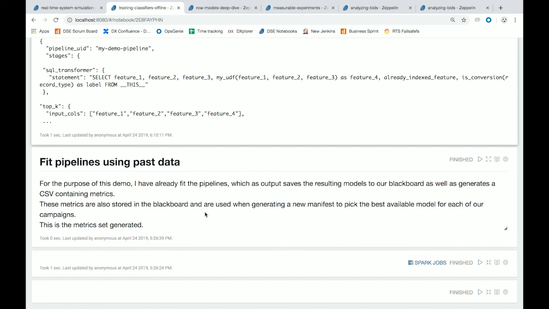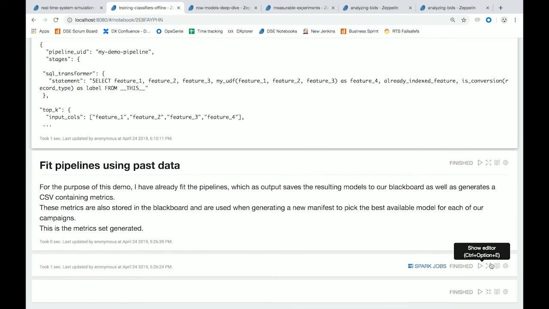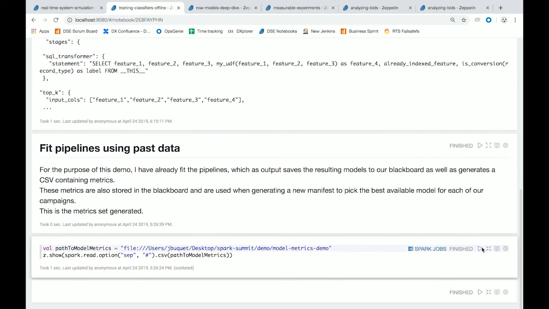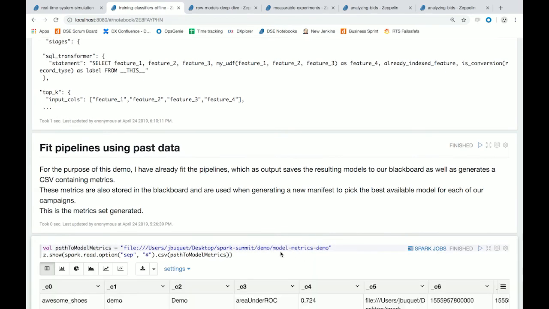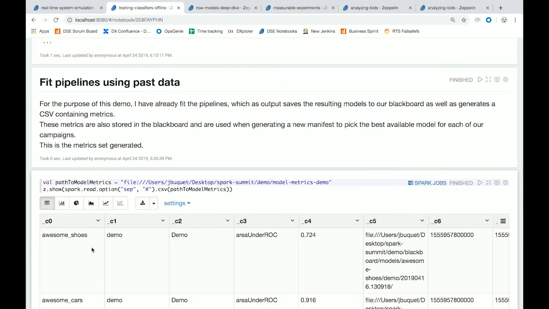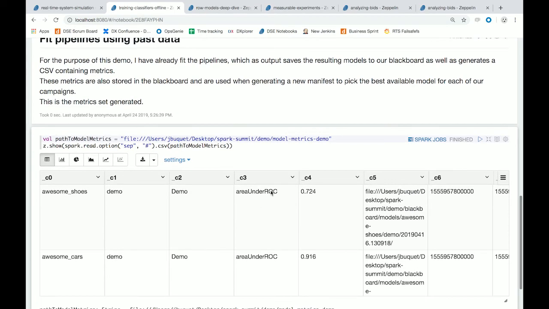Now with this pipeline defined, what we can do is feed it on past data we collected in our real-time decision engine. Of course, for the purpose of this demo, I won't have time to train these classifiers, but I pre-trained one classifier for each of these campaigns. Each time that we train, we collect some metrics for the different classifiers that we train, and again, we store that in the Blackboard so we can pick it up later to choose what model to deploy to production. These metrics are just a CSV file which contain what campaign we train the classifier for, some metrics about the classifier, and where the classifier is stored in our Blackboard.